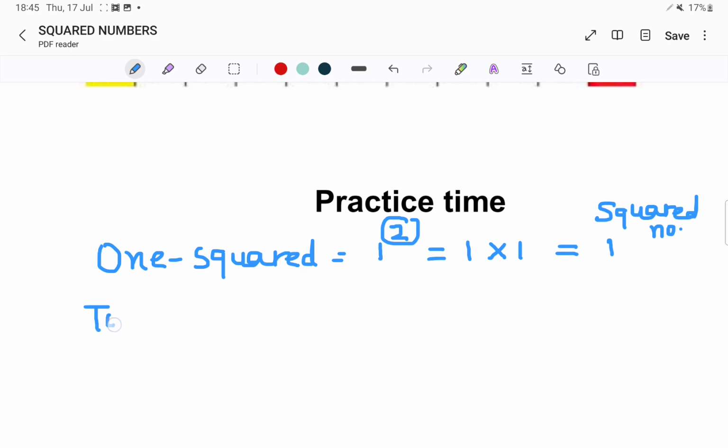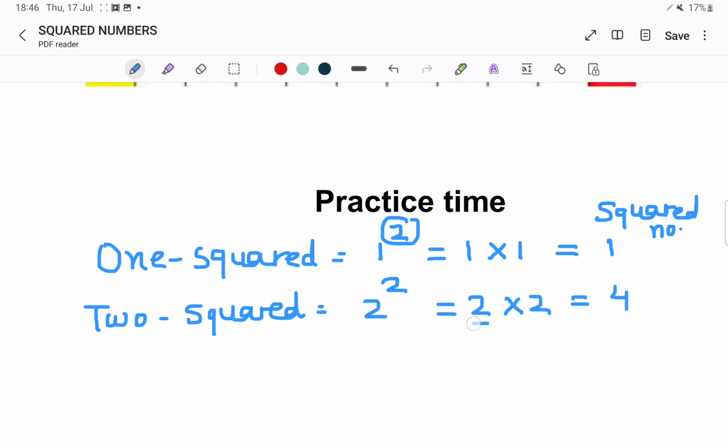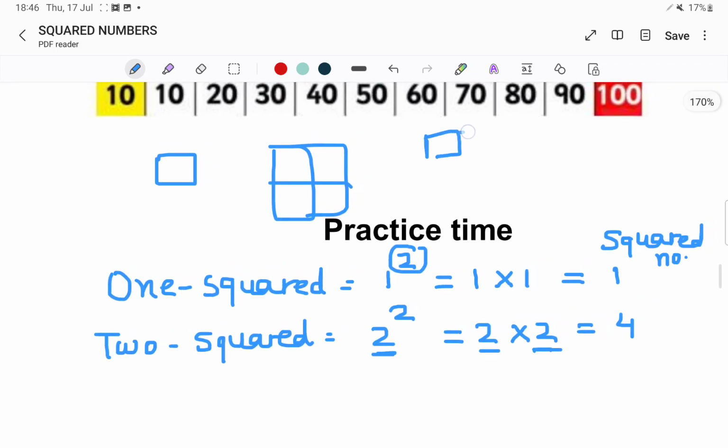Then we have 2 squared. 2 squared will be written as 2 raised to the power of 2, we call it like that, and that is 2 multiplied by 2, and that is equal to 4. Make sure you take the two numbers same as multiplication. We can have 1 by 1 square, we can have 2 by 2 squared, we can have 3 by 3 square, and so on.